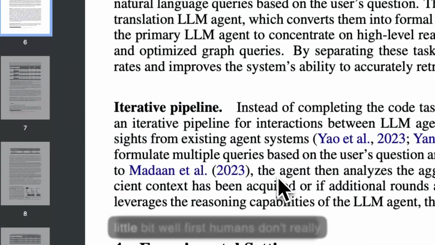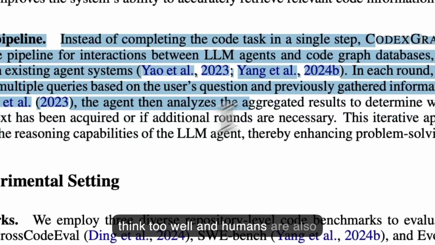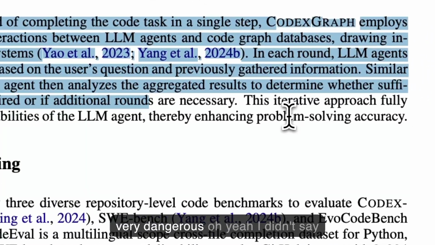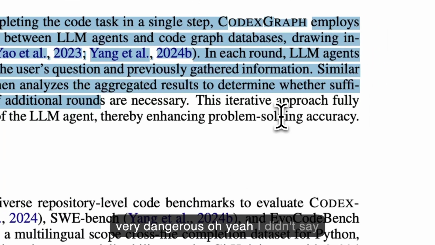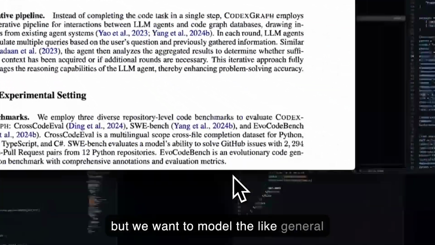Yeah. Oh, I don't think AI should be thinking in the same ways as humans. That's a little bit, well, first, humans don't really think too well. And humans are also very dangerous. Oh, yeah. I didn't say we want them to be exactly human, but we want to model the general flow.